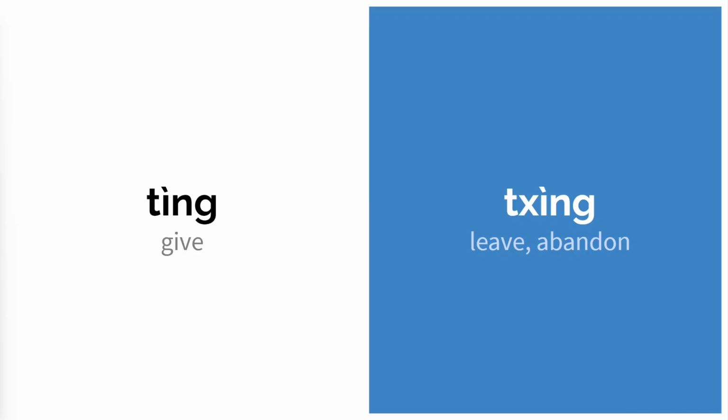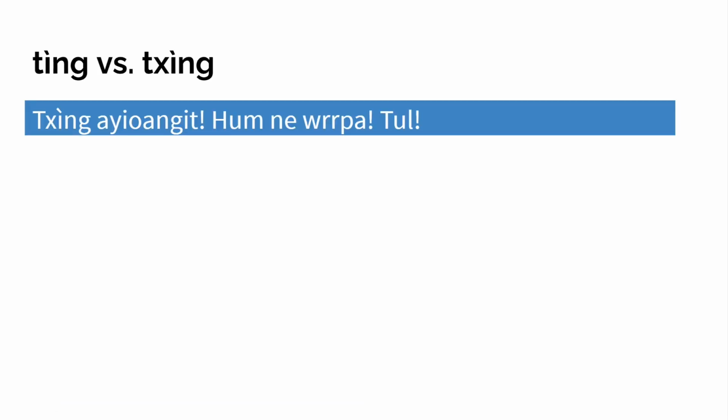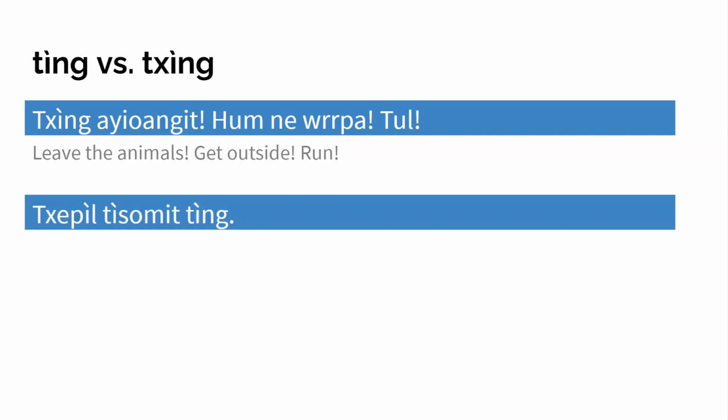And let's look at the sentences. Like always, make a break to look up the words and try to translate the sentence yourself first. But here they are. First we had ing aioangit, hum ne vrpa duel. So leave the animals or abandon the animals. Get outside. Leave towards the outside literally. Run.